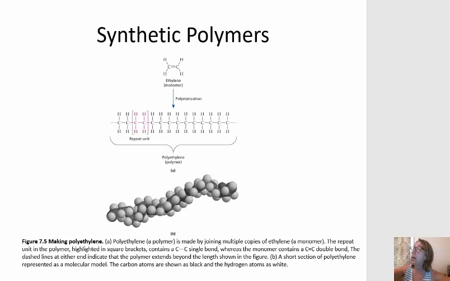So let's look at this graphic right here that shows our monomer of ethylene, and then after polymerization, a little part of the polymer chain. So this polymer chain goes on for thousands of carbons. But we see that our ethylene has connected. Now, a couple things I want to point out. First, I want you to notice that our monomer has a double bond and our polymer only has single bonds.